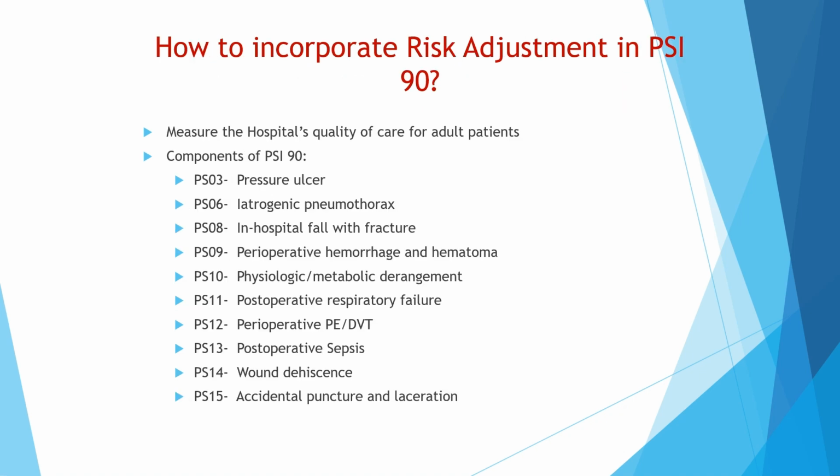How to incorporate risk adjustment in PSI 90. Measures the hospital's quality of care for adult patients. The components of PSI 90 are: PS03, pressure ulcer. PS06, iatrogenic pneumothorax. PS08, in-hospital fall with fracture. PS09, perioperative hemorrhage and hematoma.